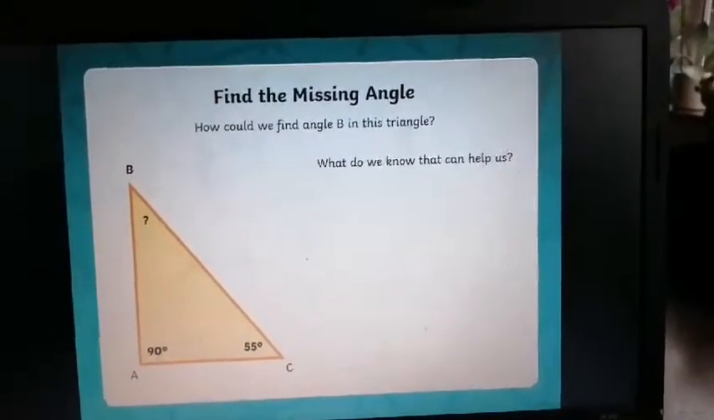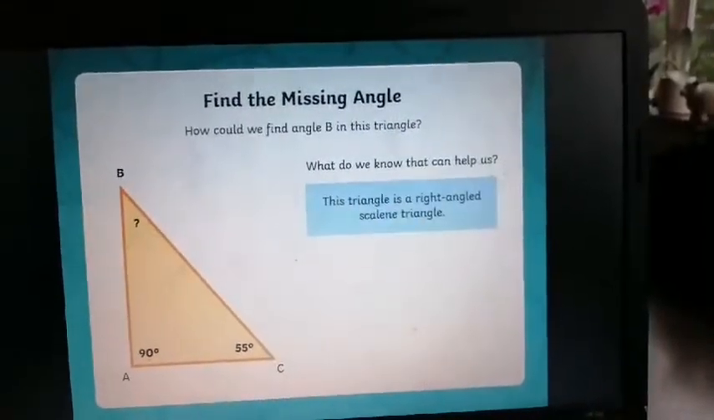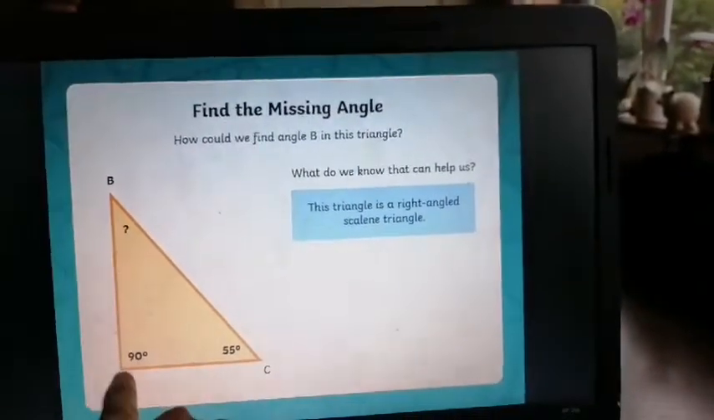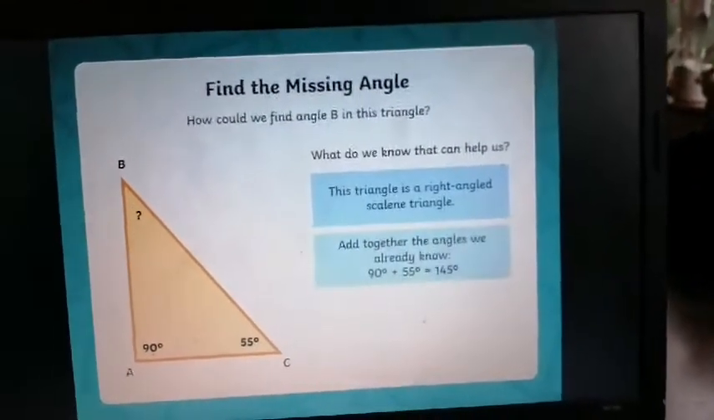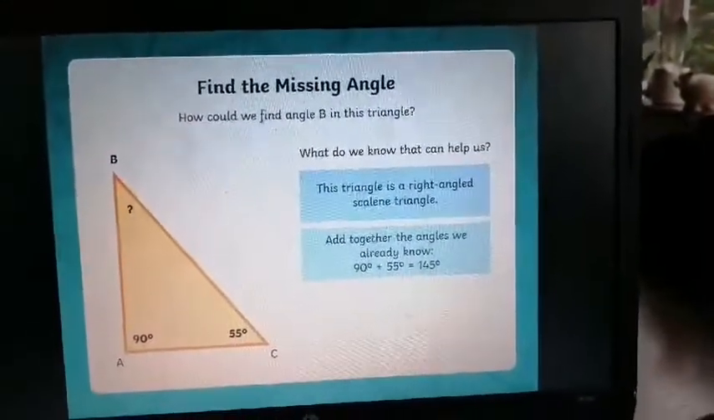This right angle triangle. How can we find angle B in this triangle? What do we know that can help us? This is a right angled scalene triangle. So all three angles will be different, but there's a right angle, which is 90 degrees. Add together with the angles we already know. 90 add 55 is 145 degrees.